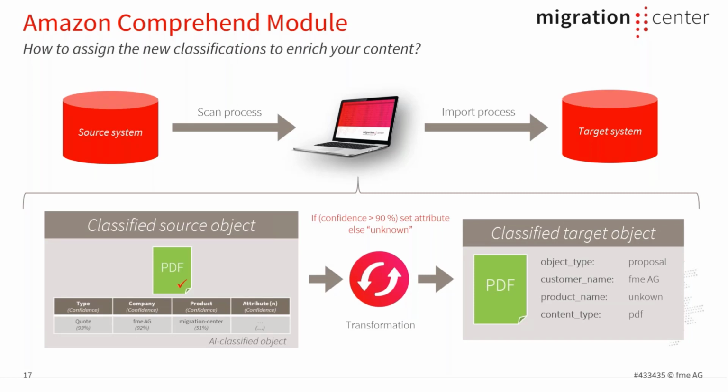But what's next? How do you work with this new information generated from the content by Amazon Comprehend? Within the transformation rules, as I said, you can set up different transformation rules, mappings, and so on. For example, you can use the new value plus the confidence to set up a rule which says, whenever the confidence is above 90%, you will use the attribute for this document in the target system. If it's below 90%, we will set, for example, the value to unknown. The result will be that the object type is a proposal, the customer name is FME AG, the product name is unknown because it's below 90%, and the content type, of course, is a PDF. That's an example of how to use this additional metadata.